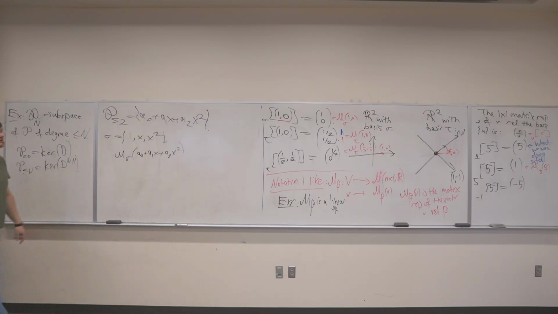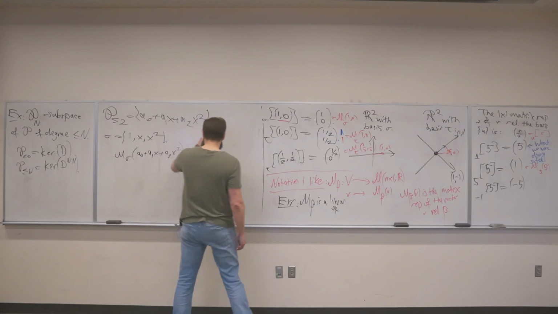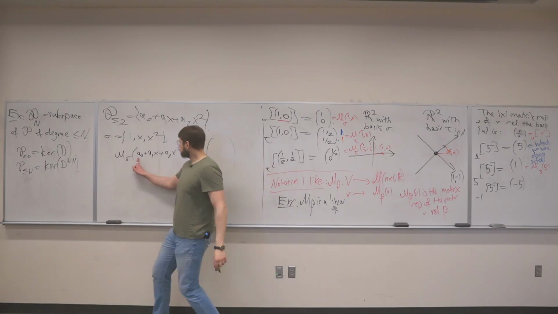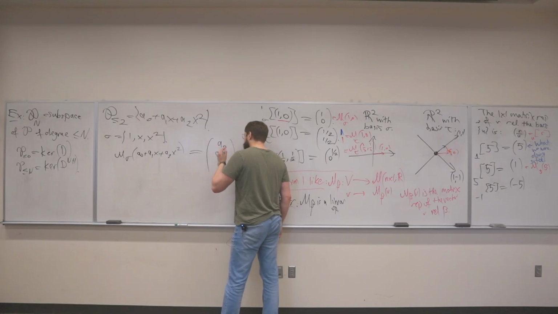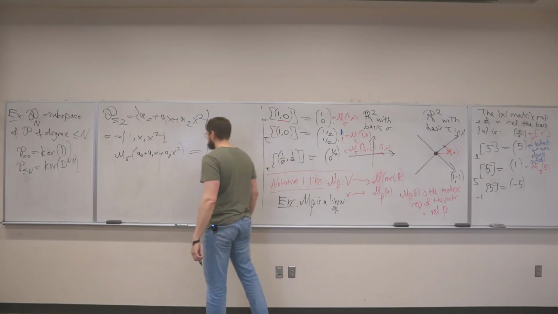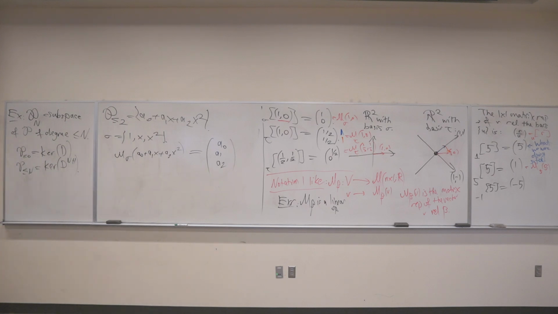I'm storing this polynomial, it's a wild vector in my wild vector space. I'm storing it in a 3×1. Next to 1, I see a0. So this is a0. This is a1. This is a2. Okay.